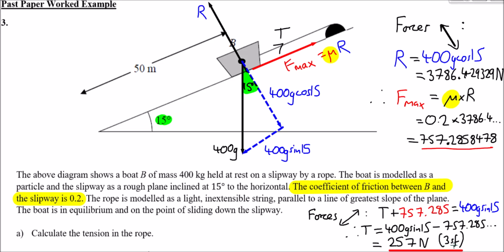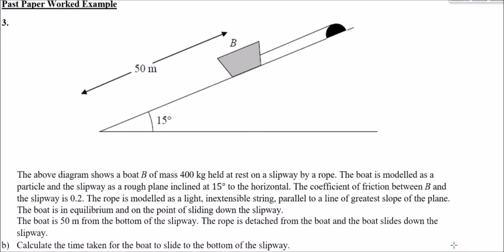Great, so what's in store next? Well, next up, for part B, it says the boat's 50 metres from the bottom of the slipway, the rope's detached from the boat, and then the boat slides down the slipway. So now we need to calculate the time for the boat to slide to the bottom of the slipway. So this question here, we're going to have very much the same forces acting on this boat, but of course some forces are going to change. So what I'm going to do here is start off with what we had before.